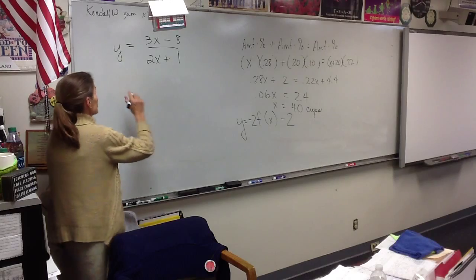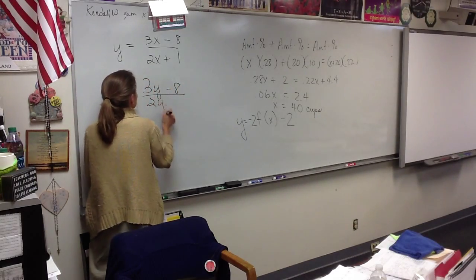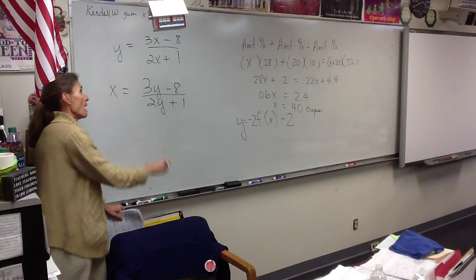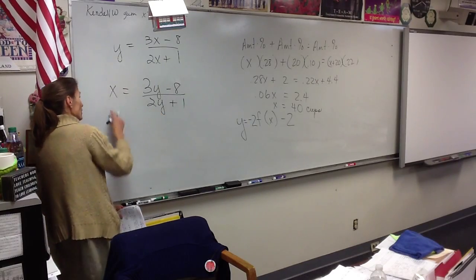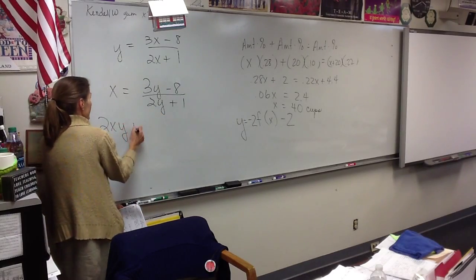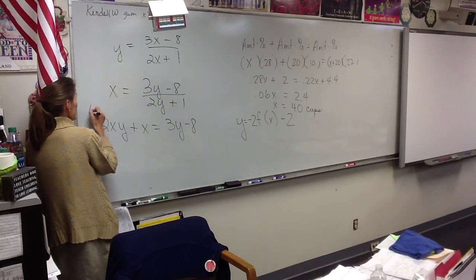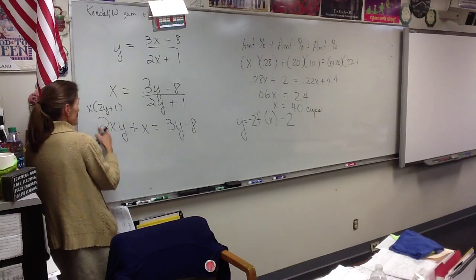Switch the variables. Do not forget step 1, switch the variables. Now what do we do? Put the denominator into x. So we bring this over here and use our distributive again. This comes over here and gets times by 2y plus 1, and then we do our distributive.